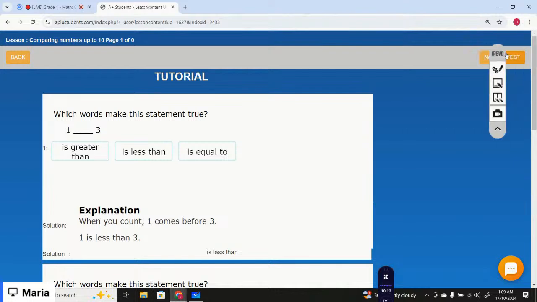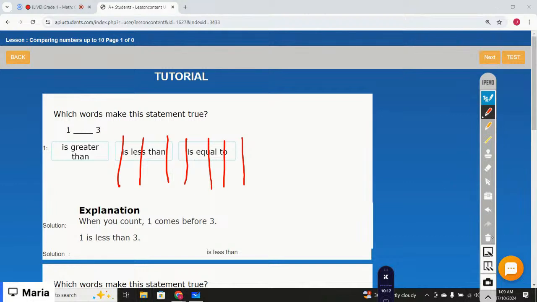So 1 comes before 3 when counting. So that means 1 is less than 3. The correct option is less than, right? So when you compare two numbers, you have to see which number comes before. Got it? So the number that comes before is always less than the other one. Got it?